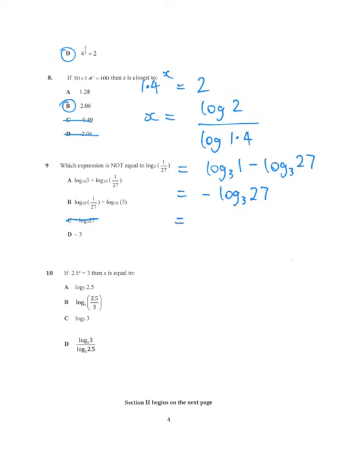Now, what I could do with that is say, well, what could I do with 27? Well, 27 is 3 to the power of 3, which means I could throw this out the front. I've got minus 3 log 3 of 3. Well, this expression here is equal to 1, so it could also be rewritten as minus 3. So again, D is a possible answer, so it's not an answer, if you'd like.